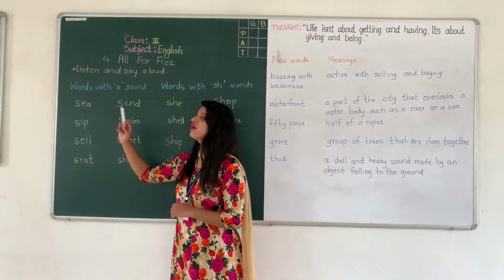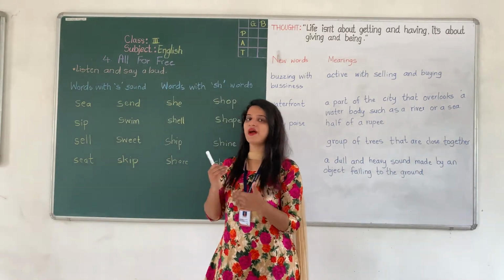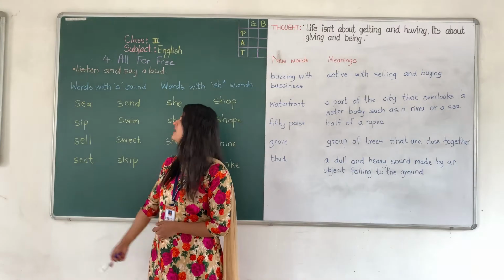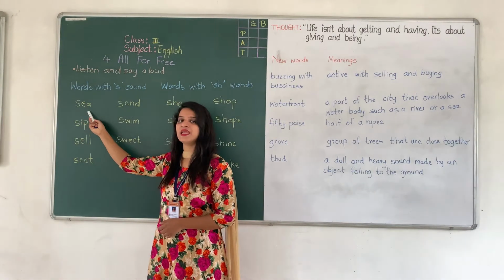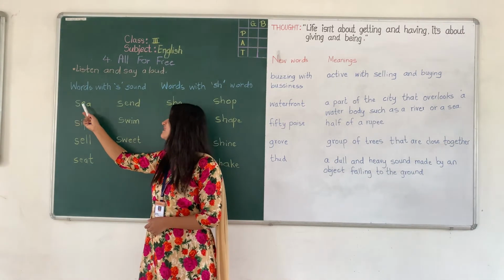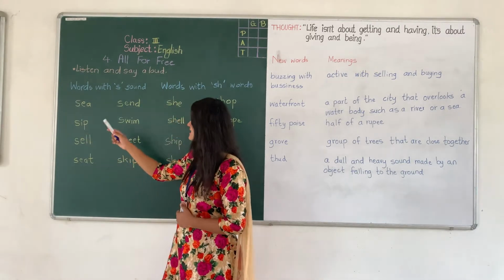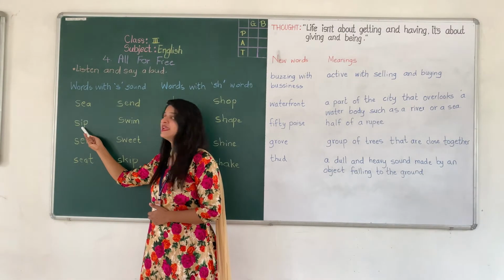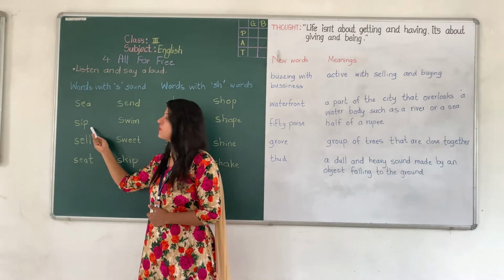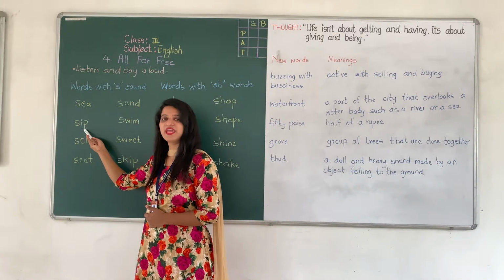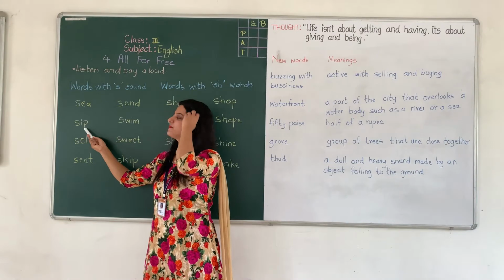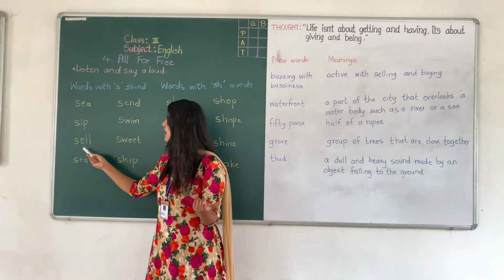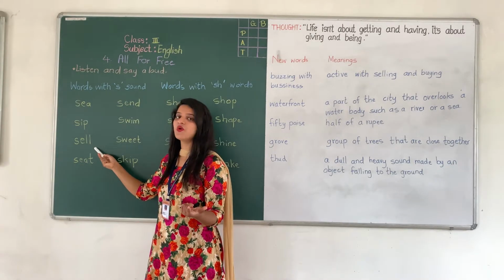Now let us see some words. We will read these words one by one, and you also have to read along with me. S-E-A, sea. S-I-P. What is the sound of S? S. I, and P is P. So S-I-P becomes sip. Next is S-E-L-L. The sound of S, then S-E, se, L-L-L. So it becomes cell.